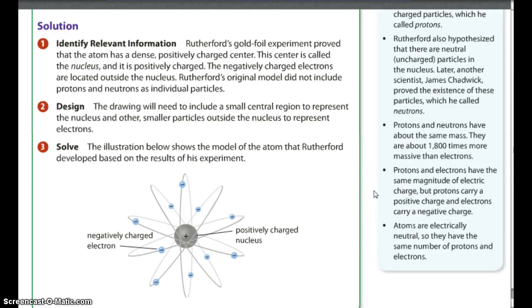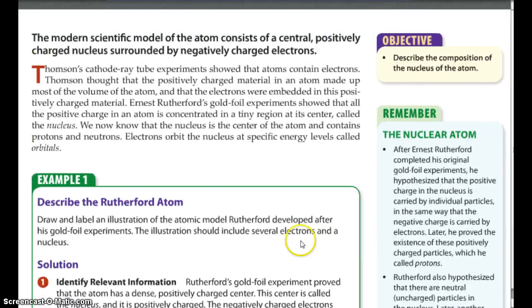Protons and electrons have the same magnitude of electric charge, but protons carry a positive 1 charge, electrons carry a negative 1 charge. So in other words, they're equal but opposite charges. Atoms are electronically neutral, so they have the same number of protons and the same number of electrons. That can change, but when we start, the number of protons equals the number of electrons.